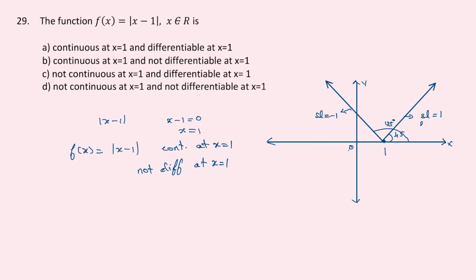That is, our RHD at 1 will be plus 1 and LHD at 1 will be minus 1. So they don't approach the same value. Therefore, it won't be differentiable at x equal to 1. Or you may check the continuity by LHL and RHL and f of 1, and differentiability by LHD and RHD. It is a continuous function at 1 but not differentiable at 1. The correct option is B.